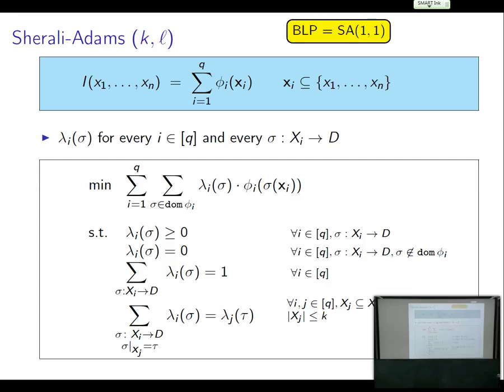Now, if k equals l equals 1, this is the well-known basic linear programming relaxation, in which case, if I gave you an objective function, I mean a VCSP instance, you have variables in the linear program only for the assignments to the terms in the objective function and variable value assignments.